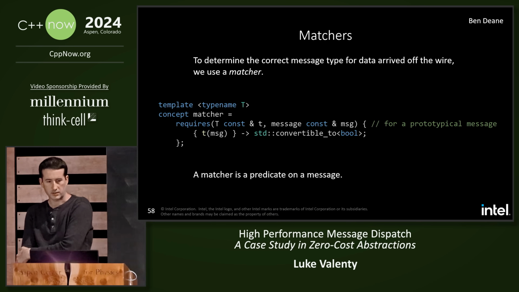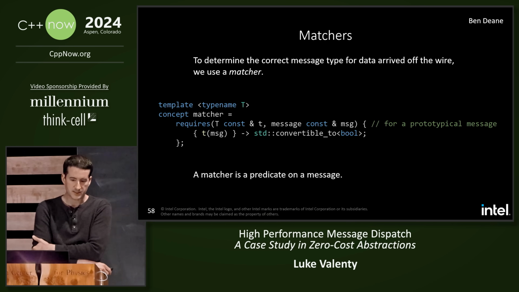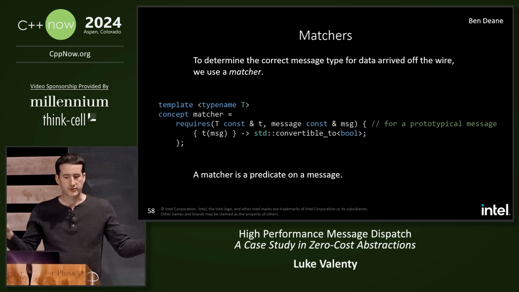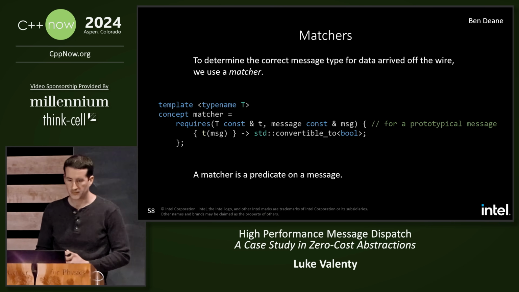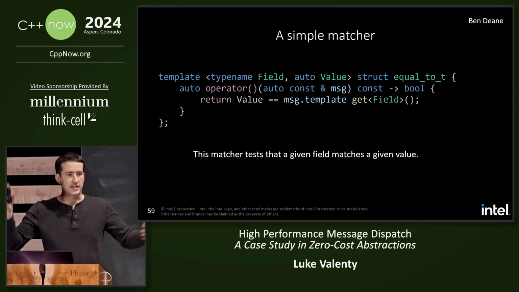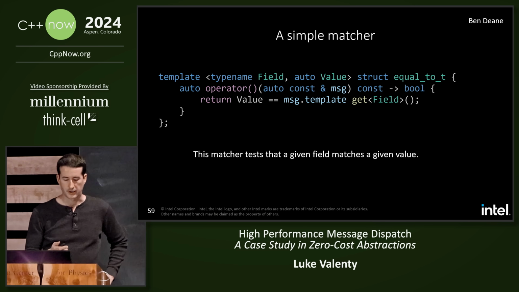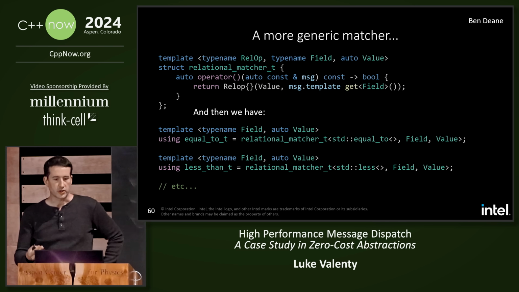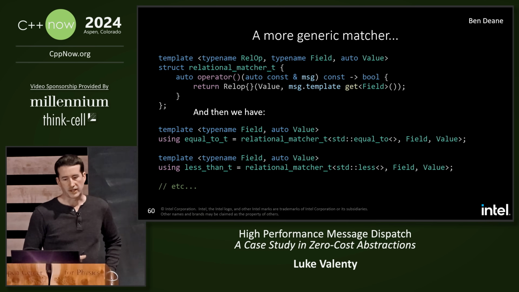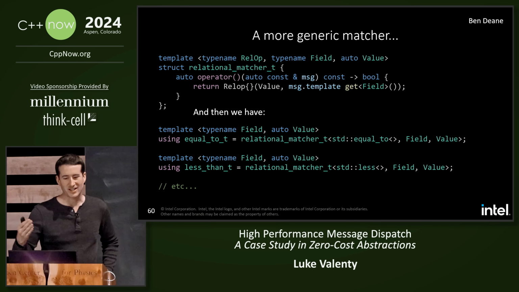And our matchers are something that we're going to talk a lot more about now. A matcher basically has a callable that you pass a message into and it returns true or false. That's it. So it's a predicate on a message. The simple matcher that we're using in all the examples here is a compile time value equal to the value of a field from that message, right? We can use the relational operators, and then we can have one matcher and just stamp it out for the different relations.